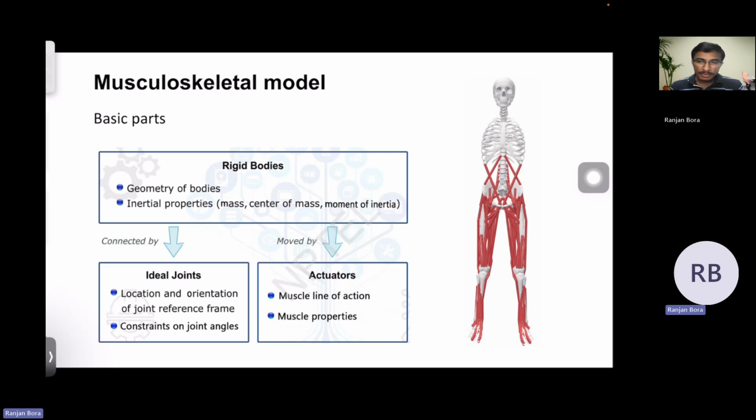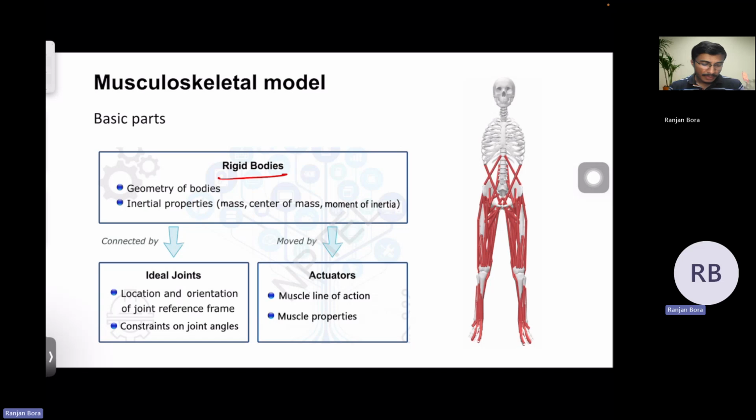And the next is the musculoskeletal model. So the musculoskeletal model is a model of our skeleton with all the muscles, joints, and the bones. So these are the three basic parts for this musculoskeletal model.